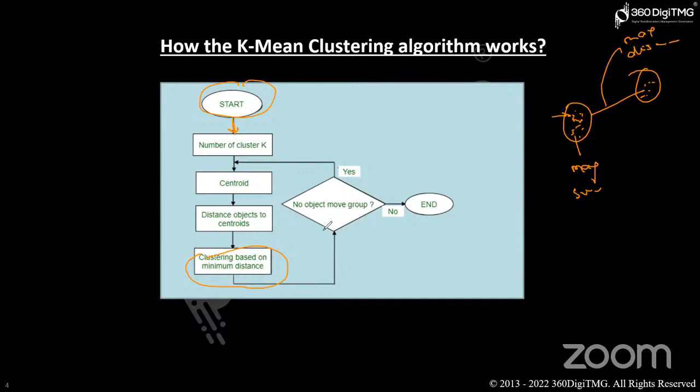You keep on repeating the steps until your k clusters or the centroids don't start moving or jumping from this cluster to this cluster. If it is doing that, you again repeat this step of choosing the centroid value. And the moment it stops iterating from one cluster to another, you end your algorithm.